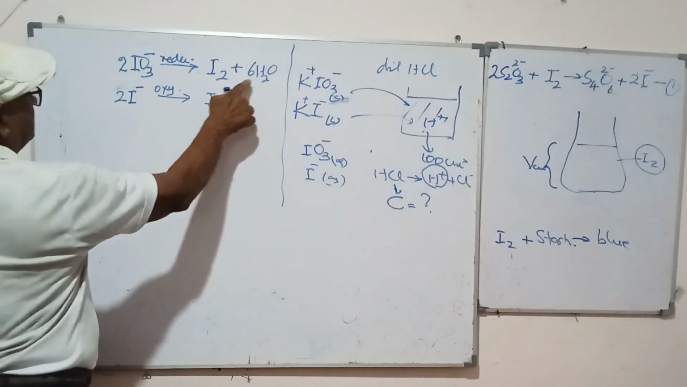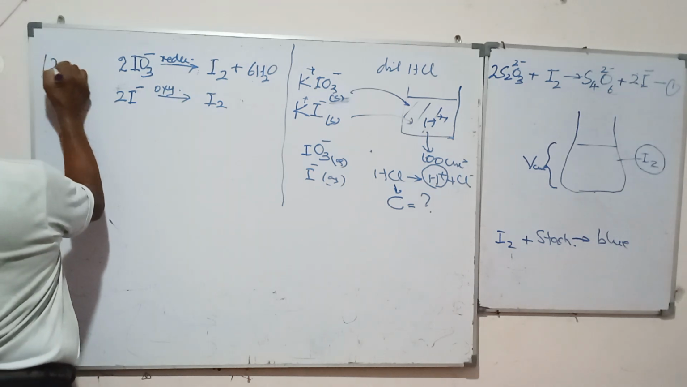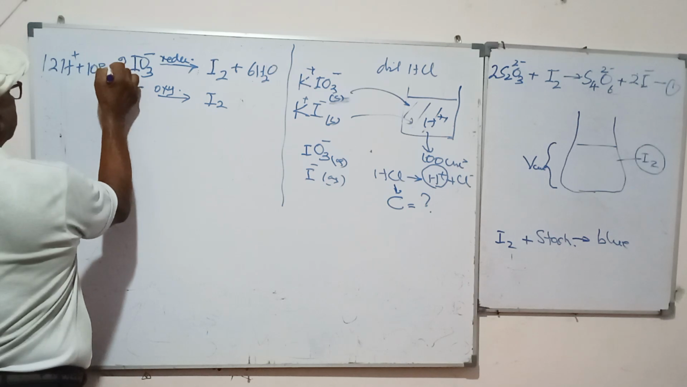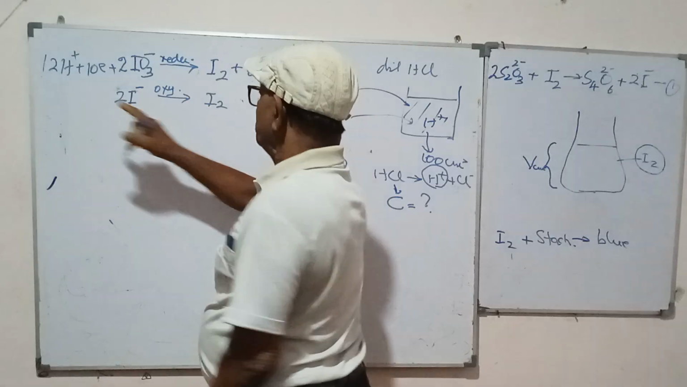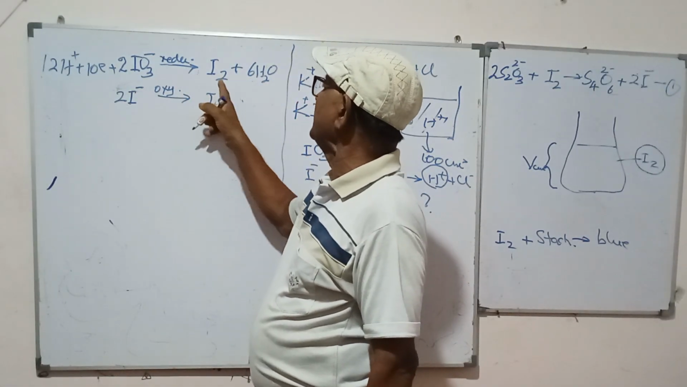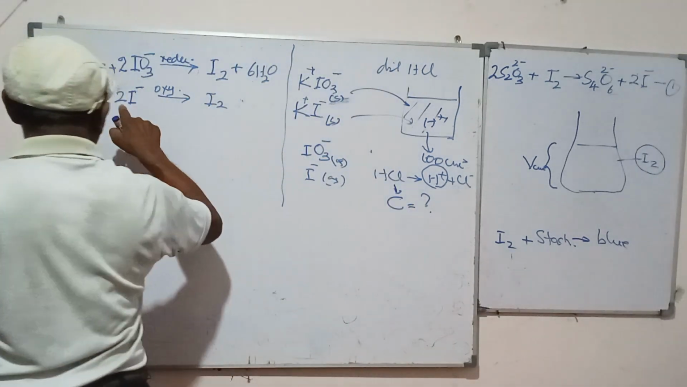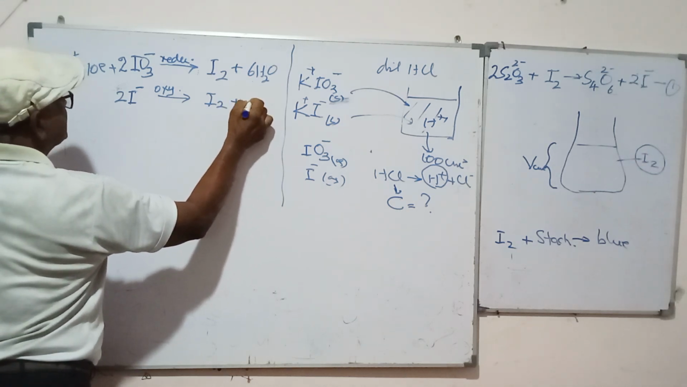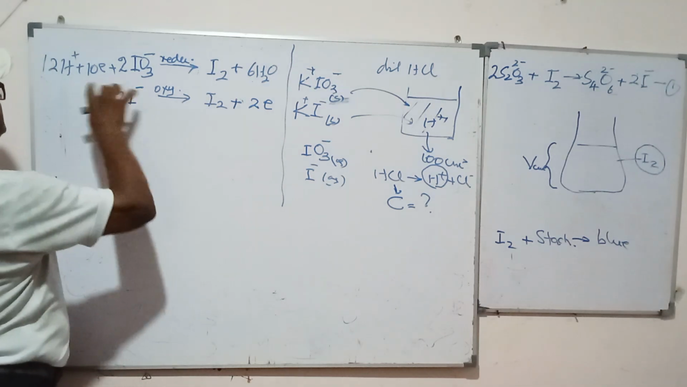So when we balance the equations: 2IO3 minus plus 12H plus plus 10 electrons give I2 plus 6 water. Is it clear? Then 2I minus gives I2 plus 2 electrons here. This is oxidation, this is a reduction.